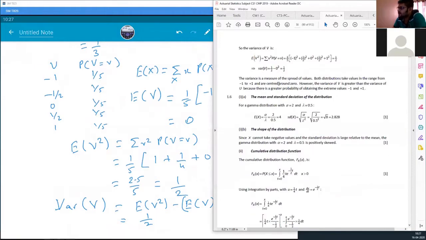Okay, so the comment: the variance is a measure of spread of values. Both distributions take values in the range of -1 to +1 and are centered around 0. However, the variance of V is greater than the variance of U because there is a greater probability of obtaining the extreme values -1 and +1. That is also a thing, because we have fewer terms in the discrete distribution. That is why the probability of getting extreme values is more than in the continuous distribution. Okay, that is what they are saying.